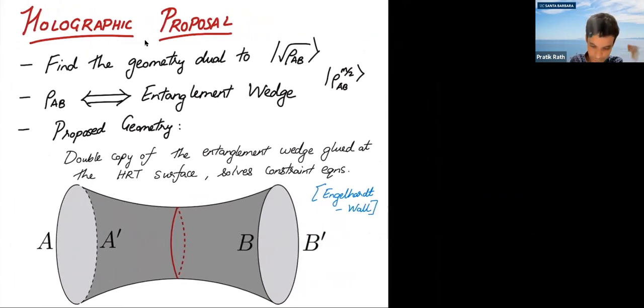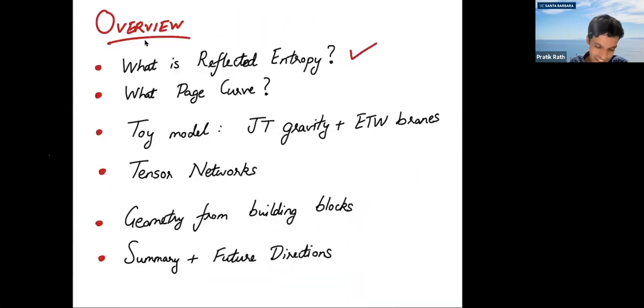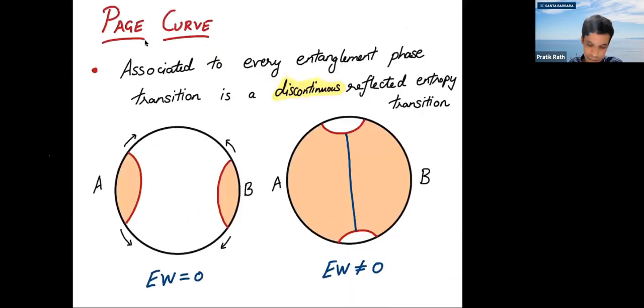Okay. All right. So with that, let me move on to the overview of this talk. So now you know what reflected entropy is, kind of. So let me tell you what page curve we're talking about. So the page curve is pretty simple. Whenever we have an entanglement phase transition, there's going to be a discontinuous reflected entropy transition. So in the disconnected phase here, we have no need for an entanglement wedge cross section because the two homology slices are anyway split from each other. So E_W is 0.